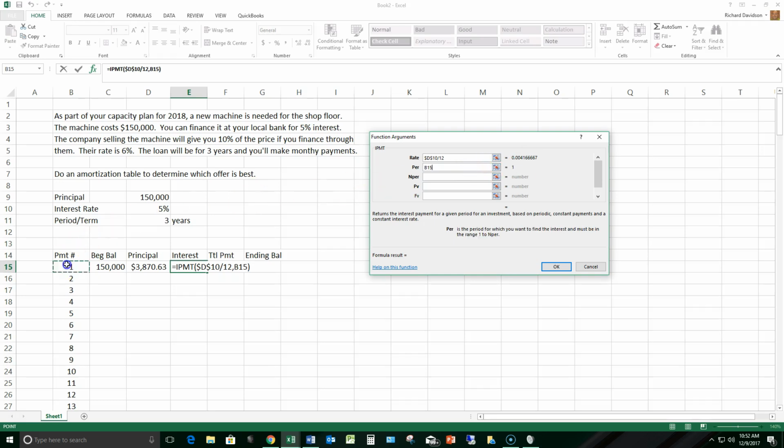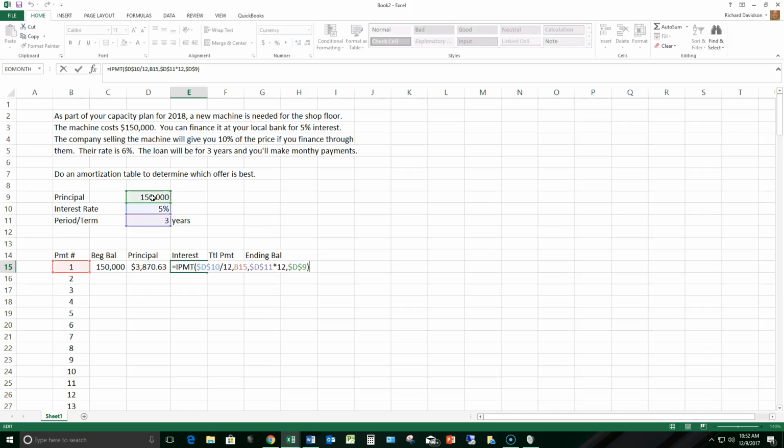Period number, again, we're going to choose this. Number of periods is 3 years times 12. And I'm going to lock that cell. And the present value, for amortization tables like we're doing, the present value is always the loan amount. And lock that. That's also going to be a negative number. I'm going to make it positive by multiplying by -1, but it's whatever you want.